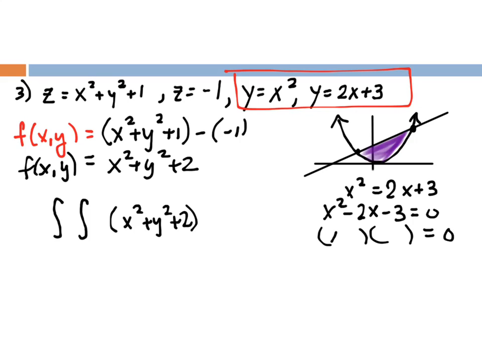How? x minus 3 and x plus 1. So x equals 3 and -1. So here's my -1 and here's my 3.